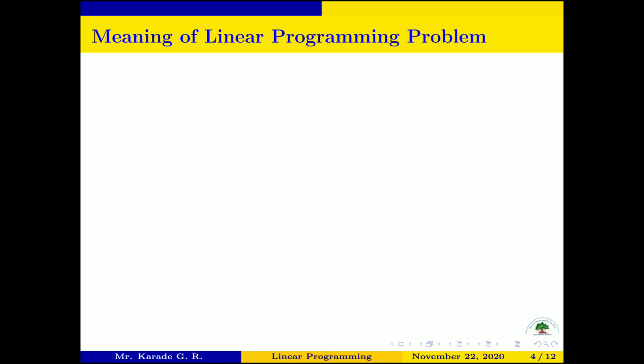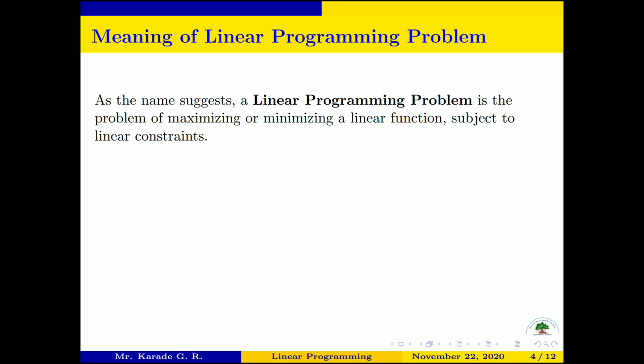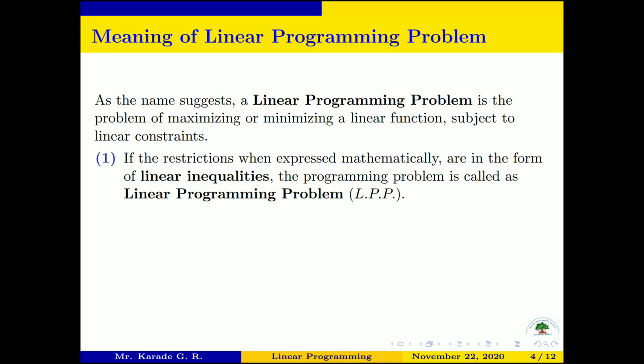Meaning of linear programming problems. As the name suggests, a linear programming problem is the problem of maximizing or minimizing a linear function subject to linear constraints. If the restrictions, when expressed mathematically, are in the form of linear inequalities, the programming problem is called a linear programming problem. In short, it is called LPP.